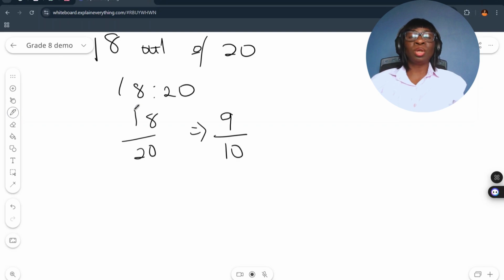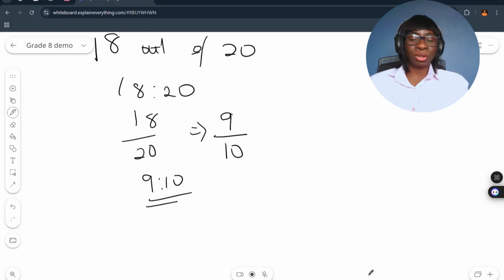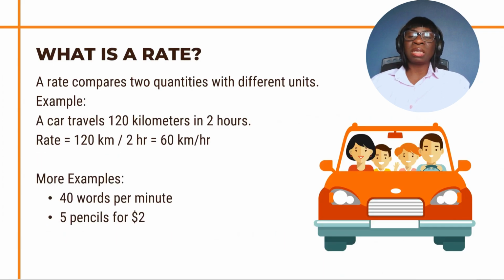So we say the ratio of the correct to total will be 9:10. So that is what ratio is about. So now what is rate? A rate compares two quantities with different units.